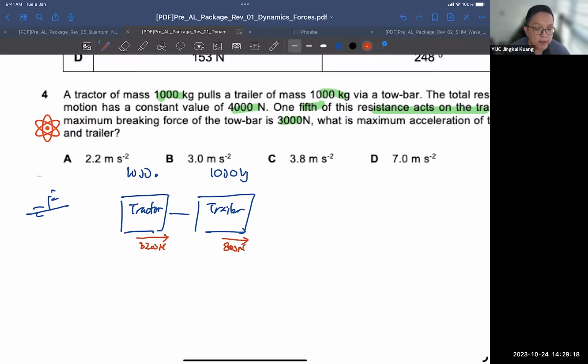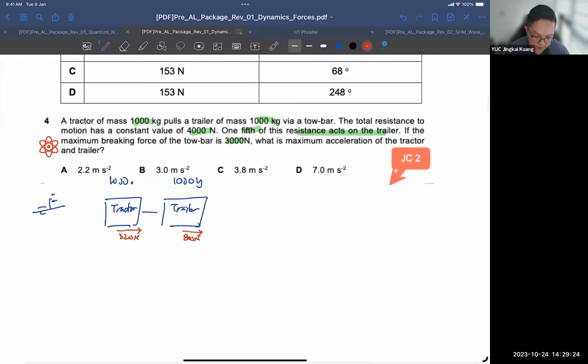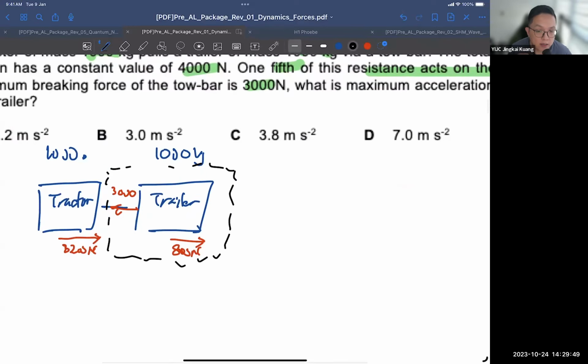Then they tell you that the maximum tow bar force is 3000 newtons. So that already tells you that this tension here is 3000. There's no need to involve the tractor anymore, because our free body becomes only the trailer. What are the forces acting on the trailer? Just the resistive force of 800 newtons and the tow bar tension of 3000 newtons. Then you can find F net.